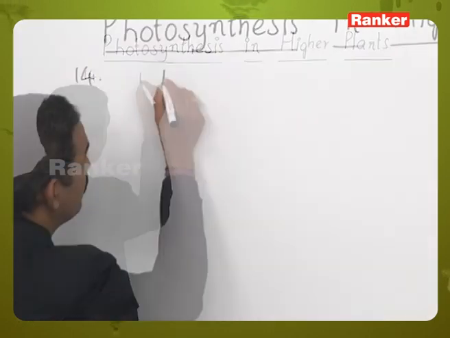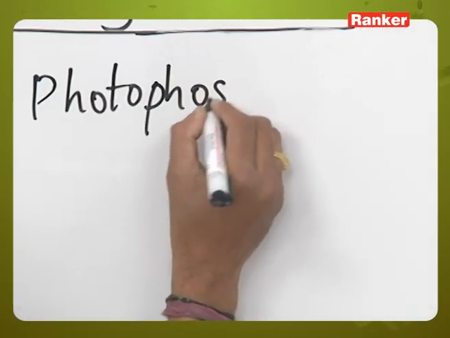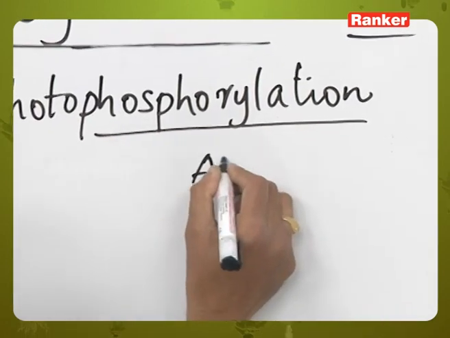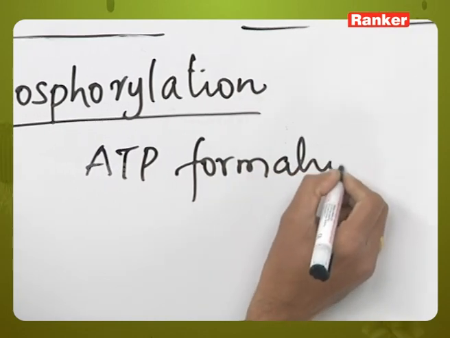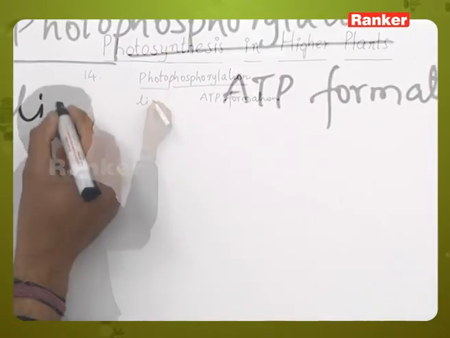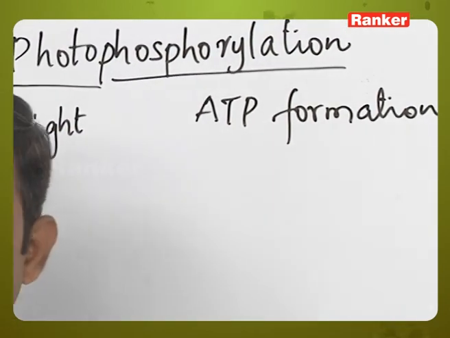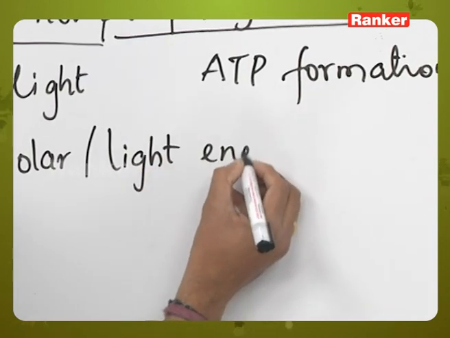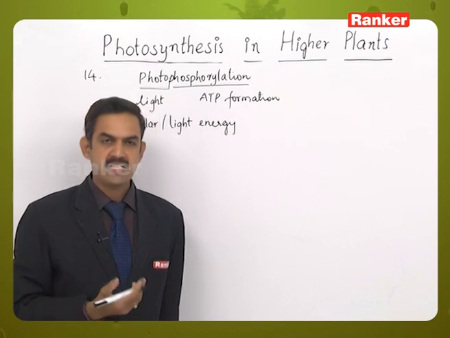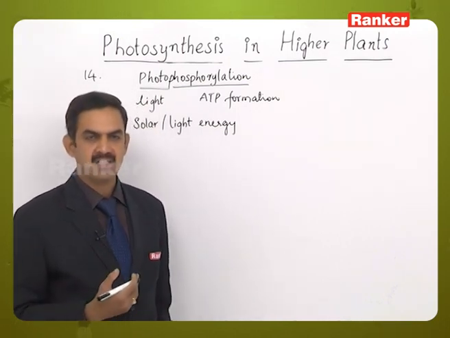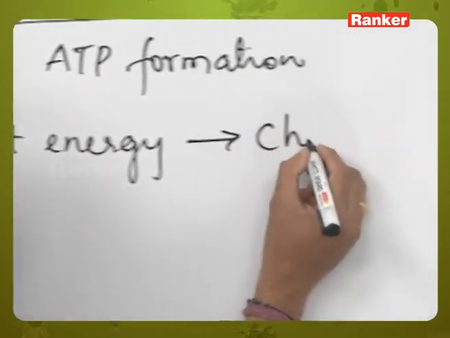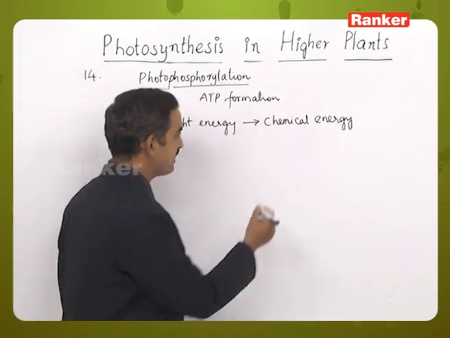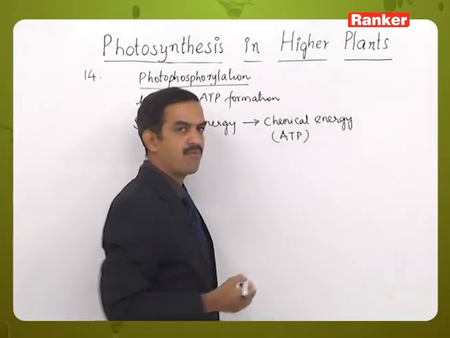So here this question is related to photophosphorylation. This is a process which takes place during the light reaction, where phosphorylation means formation of ATP molecule, and photo means in presence of light ATP is produced. So simply to say, the solar energy or the light energy is trapped by the photosynthetic pigments, and that light energy is converted into chemical energy. This chemical energy, which is produced inside the plants, is in the form of ATP, that is adenosine triphosphate molecule.